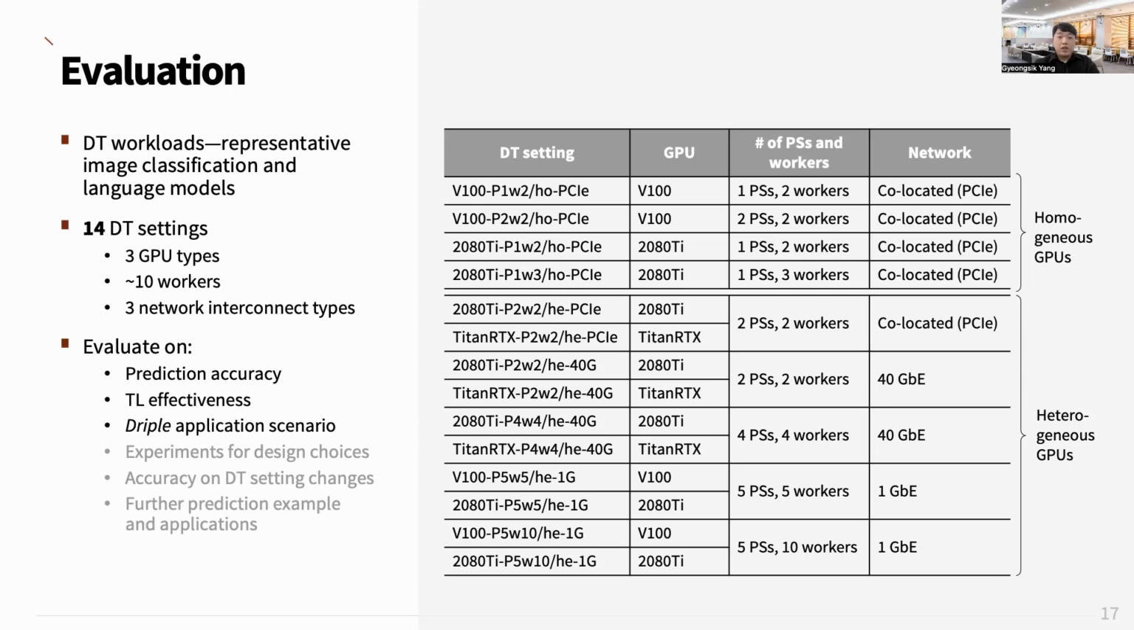Also for transfer learning, we use the first DT setting of 2 workers using V100 GPUs as the pre-trained model. With these configurations, I will present the prediction accuracy, the effectiveness of transfer learning, and the application scenario of Dribble.